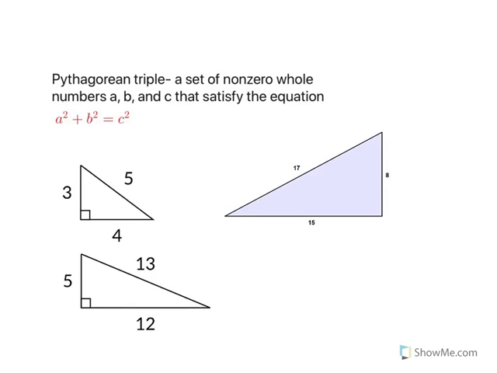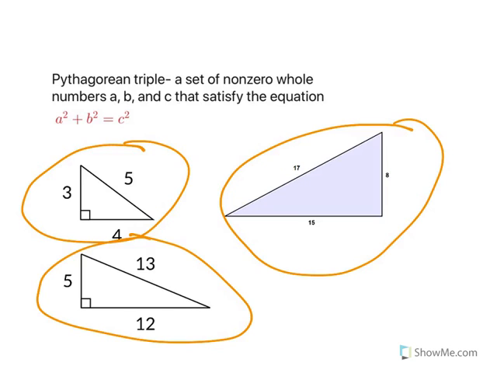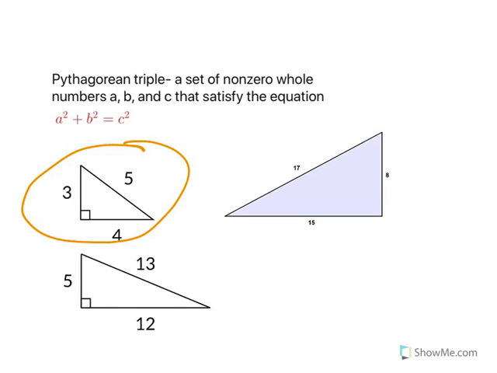Here are 3 sets of Pythagorean triples that are very common that you should have memorized. So 3, 4, 5 is a Pythagorean triple that's very common. 5, 12, 13, and 8, 15, 17. So you should copy those down. You should have those memorized. They show up quite often. I can use them to solve for other triangles as well.